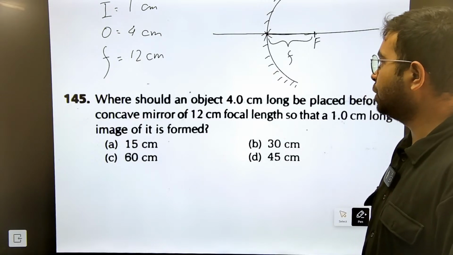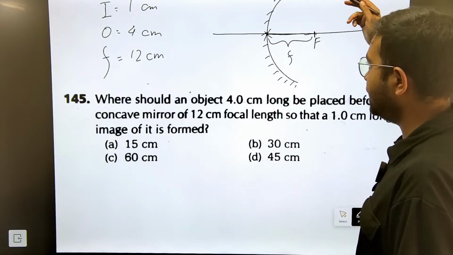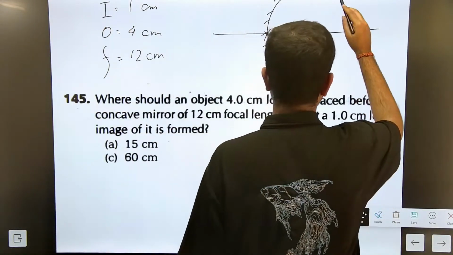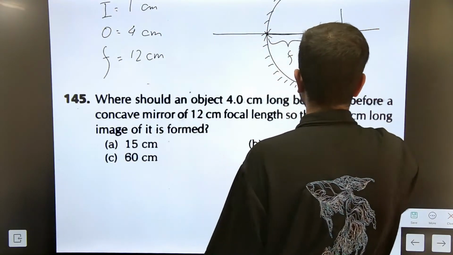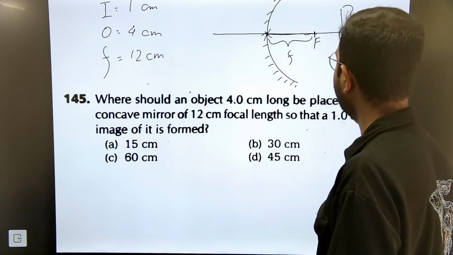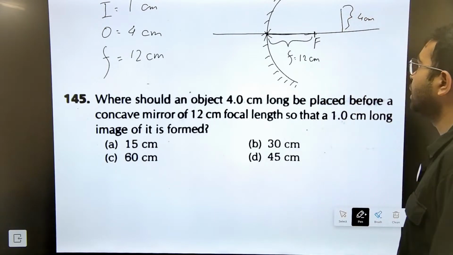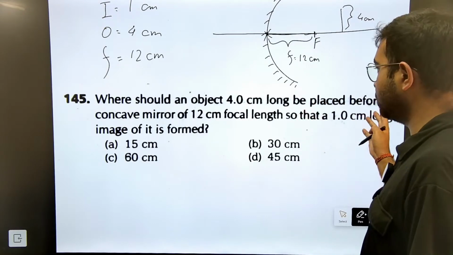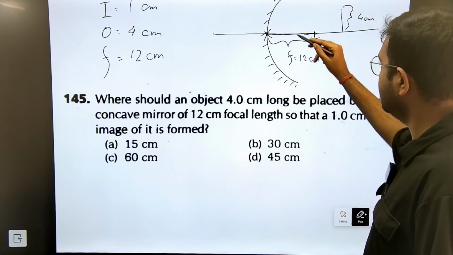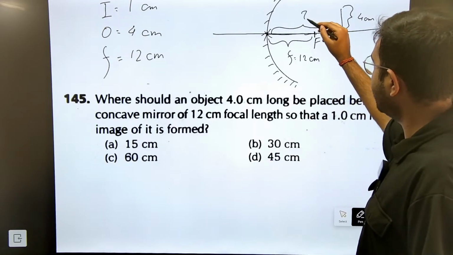नाउ वी हैव बीन टोल्ड कि एक पर्टिकुलर ऑब्जेक्ट है, ठीक है. मान लो एक पर्टिकुलर ऑब्जेक्ट है, उसको रख दिया है कहीं पे. उस ऑब्जेक्ट का हाइट कितना है? 4 सेंटीमीटर है उसका हाइट. और बोला है कि इस फोकल लेंथ का डिस्टेंस है 12 सेंटीमीटर, ओके. अब पूछ रहा है कि इस पर्टिकुलर ऑब्जेक्ट को रखना कहाँ है. देखो ये ऑब्जेक्ट हमें रखा है ना यहाँ पे. ये जो डिस्टेंस है, ये हमें निकालने बोला है y.